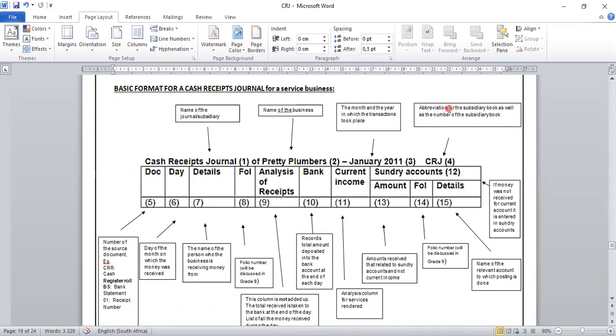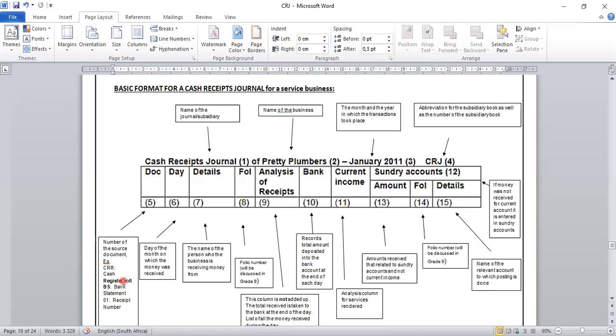You'll also have the abbreviation of the subsidiary book as well as the number of the subsidiary book. So in this case, it's GR8. The first column of your cash receipt journal will be the document number column. In this column, it will be the number of the source document, for example, the cash register roll. So the cash register roll will be written as CRR. So you'll have CRR1, CRR2, CRR3, and so forth.